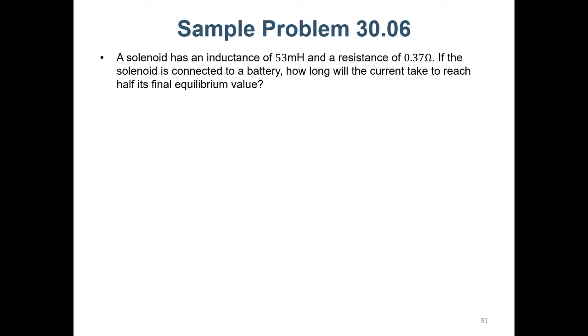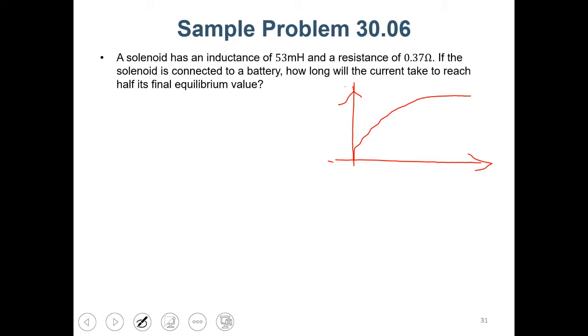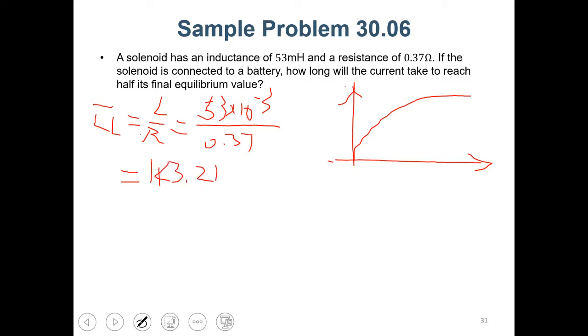So for the next sample problem, a solenoid has an inductance of 53 millihenry and resistance 0.37 ohm. If the solenoid is connected to the battery, how long will the current take to reach half of its final equilibrium value? Of course, for first order ODEs, the current exponentially settles. And as you know, tau L is L over R, which is 53 times 10 to the minus 3 over 0.37, which will be 143.2 milliseconds.